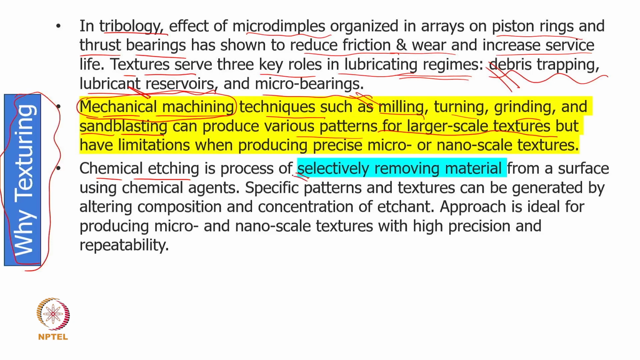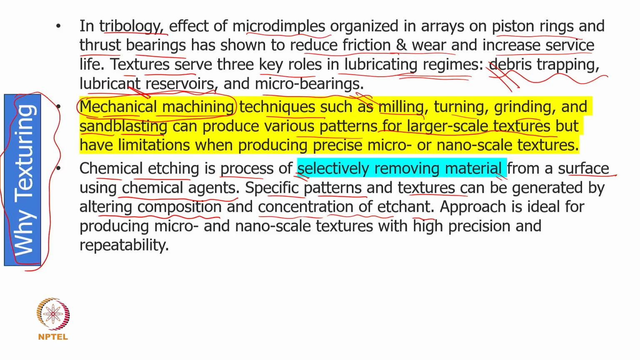Here, we selectively remove the material by putting some sort of mask and then treating the surface. In this process, we selectively remove material from a surface using a chemical agent, removing it chemically from selected portions. So, a specific pattern and texture can be generated. We can even change the chemical composition of the surface, and different surfaces can be generated by changing the etchant concentration or the chemical composition of the etchant.